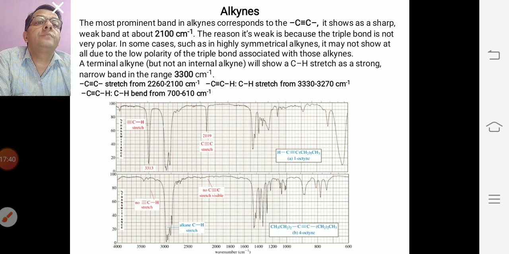And here are two types of alkyne. One is a terminal alkyne in the upper part, and in the lower part it is an internal alkyne. In this case, the triple bond is at the extreme terminal side, so there is a sharp peak at around 2119, and that is the C triple bond C stretch. But in the case of internal alkyne, this band is very weak, and you can see no C triple bond C stretch visible, and all other vibrations are clearly shown.